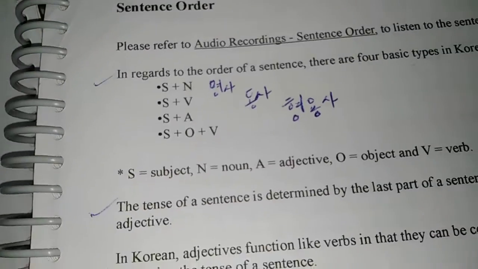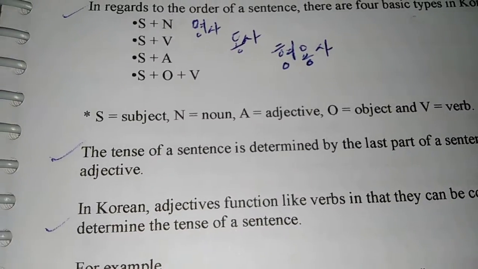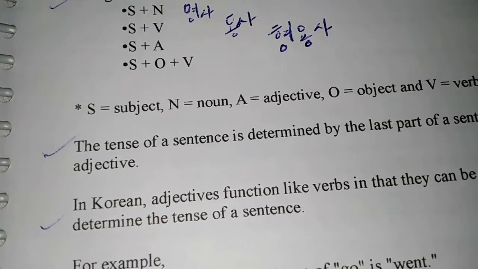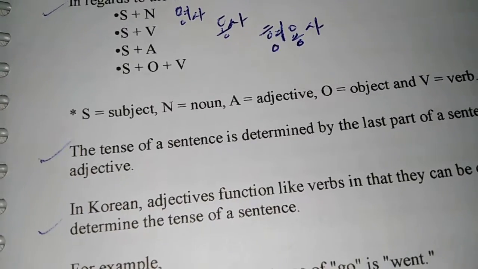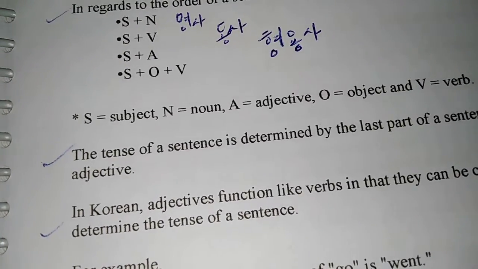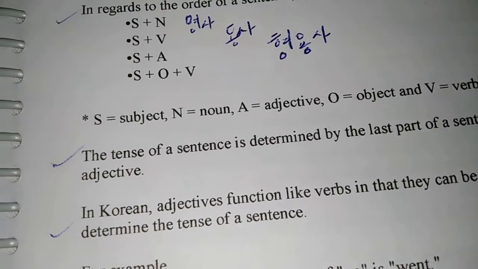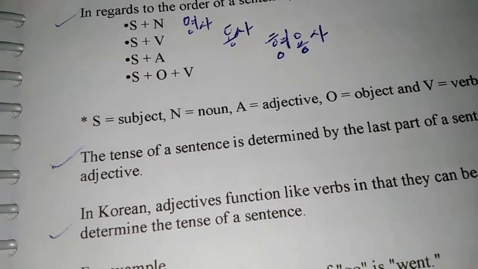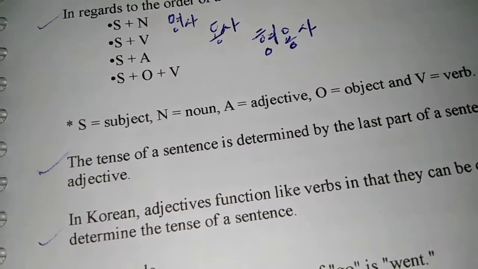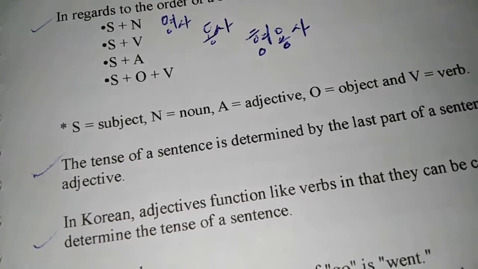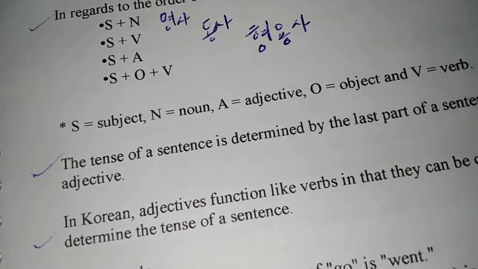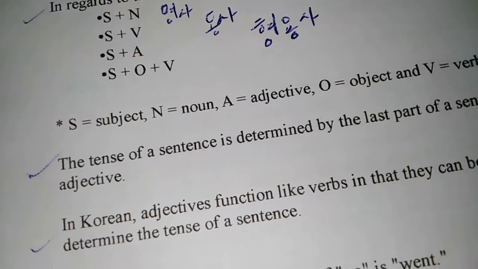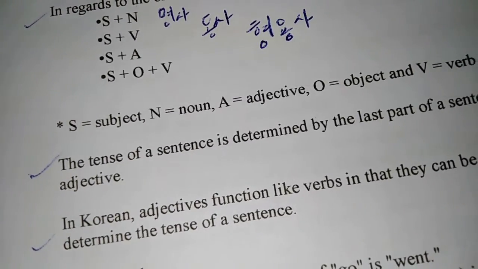Before that, we'll be looking into some points that we have to know about sentences in Korean. So the tense of a sentence, which is very important in whichever language you're using, is in Korean determined by the last word of the sentence. And usually the last part of the sentence is a noun, verb, or adjective. That's how it goes. So it is the tense of these words that determine the tense of a sentence.